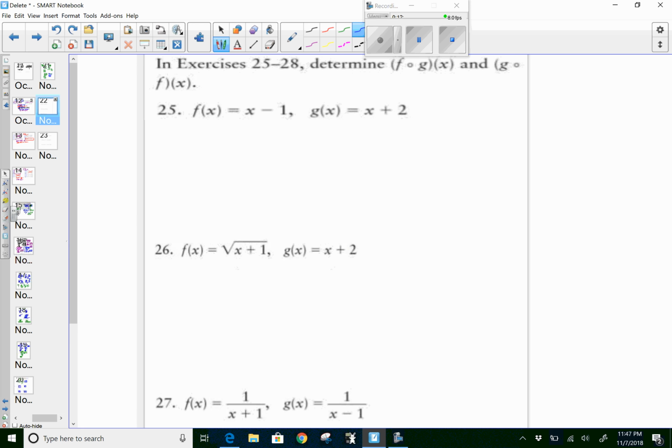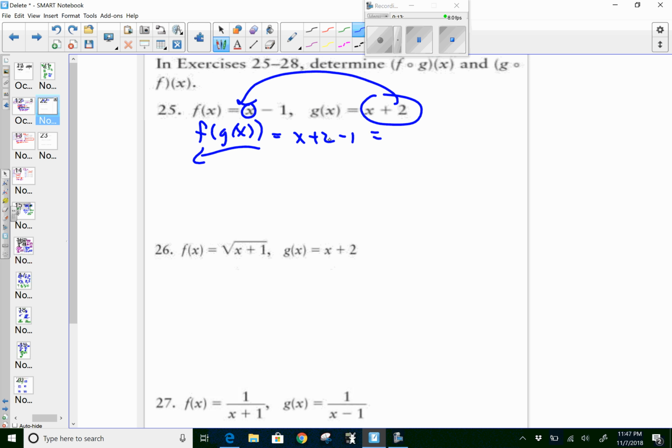All right, almost done. So determine f of g of x and g of f of x. So f of g of x means that I'm taking g of x and plugging it into f, wherever I see an x. So that means that this new x becomes x plus 2. So this is going to be x plus 2, and then I'm subtracting 1 from it. So x plus 2 minus 1 is the same thing as x plus 1. So f of g of x is equal to x plus 1. Done.